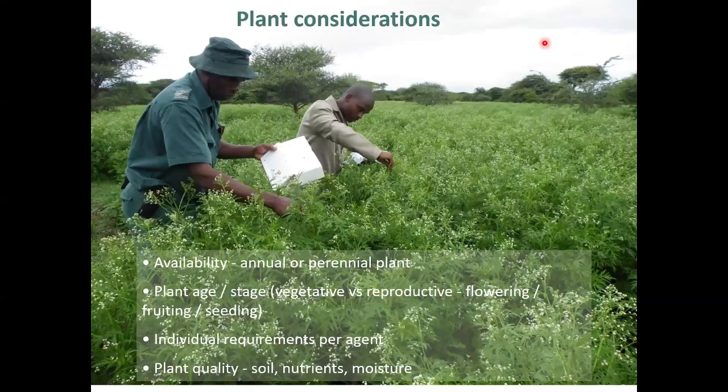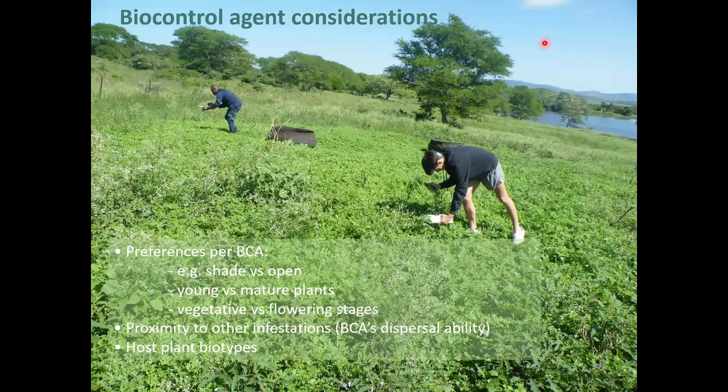And a key thing is that we need secure sites. Obviously, the type of plant, whether it's an annual or perennial, affects the requirements of the agent. Maybe they only feed on a certain stage of the plant, when it's really young or when it's more mature. And biotic factors, soil nutrients, and moisture also have an influence on plant quality. The biocontrol agents may have certain preferences. Some prefer shade or open areas, young or mature plants, and then they also need to be close to other infestations so that they are able to disperse.